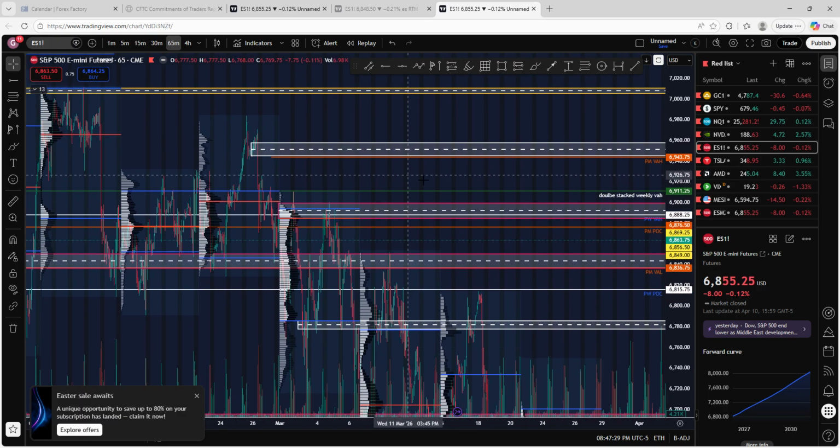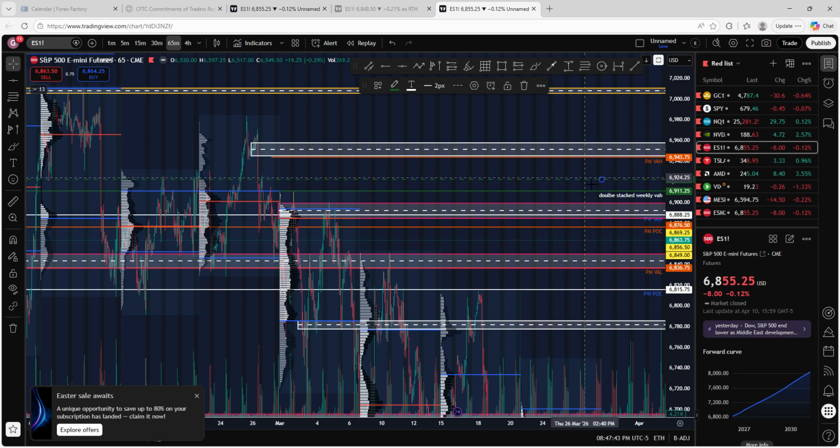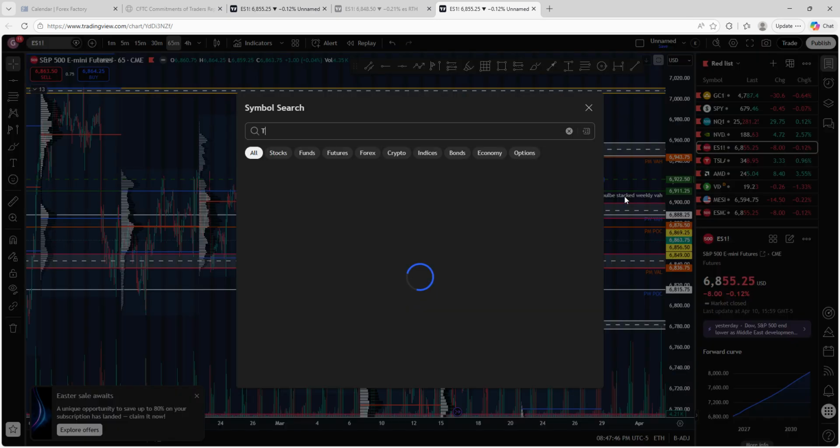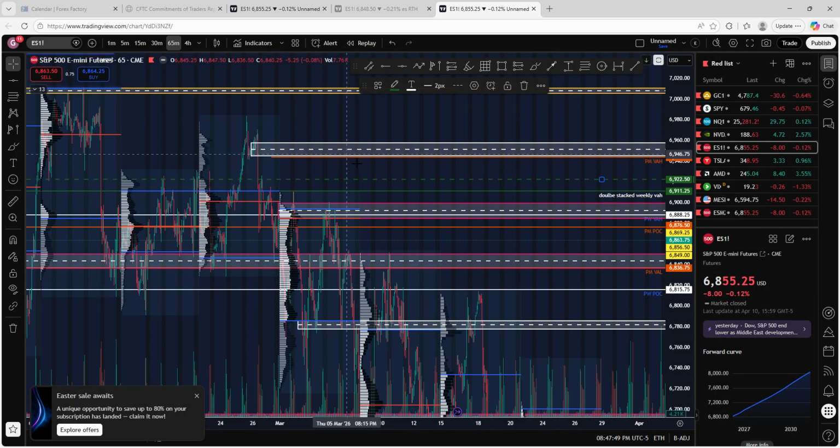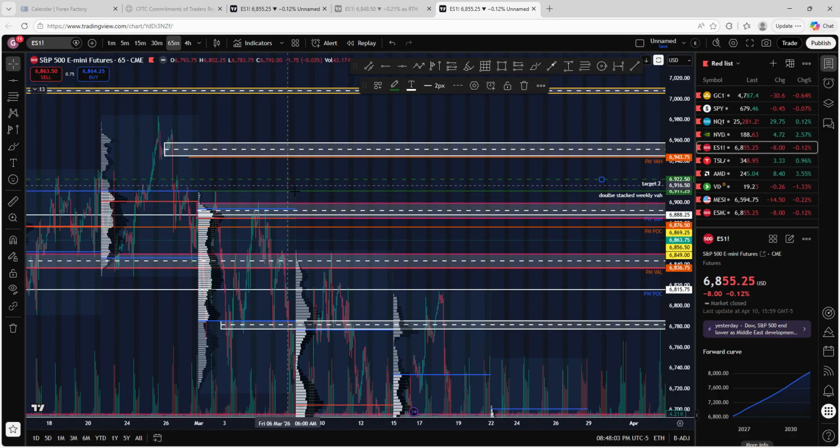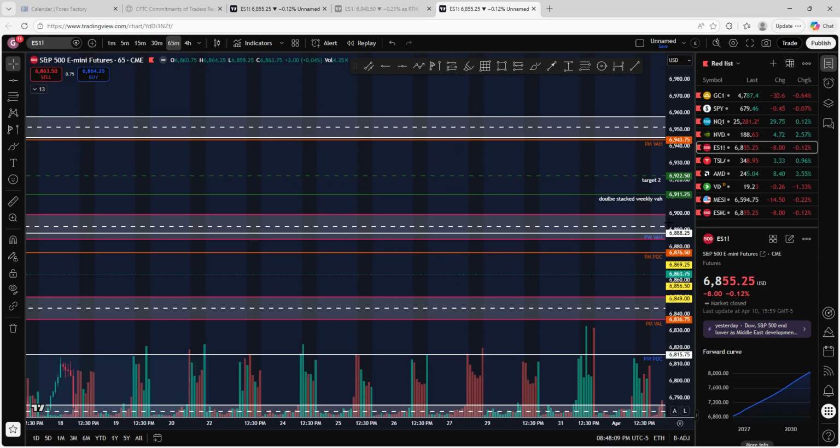If they can break this level here, again, you're going to target these 910s. You've got a double stack ledge sitting here at 923, so we can target this guy. We could call it target 2. And if they break this level here, guys, there's a pretty high chance that you're going to go and hit this previous month value area high.